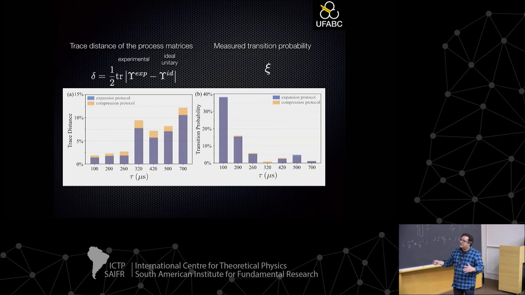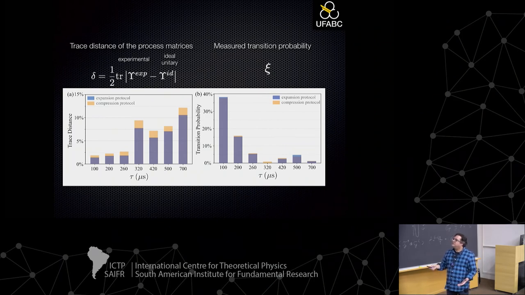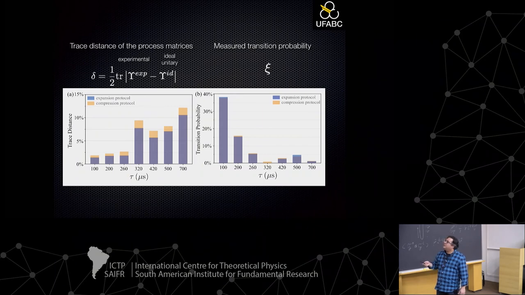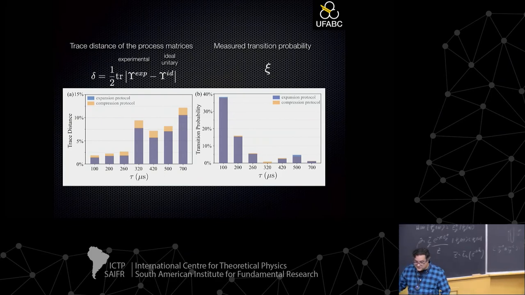For a very fast compression and expansion protocol, this is the time for compression and expansion in microseconds, we have a deviation from the ideal unitary protocol of less than 2.5%. So I almost have in the lab a unitary protocol. When we have a long protocol, near the quantum adiabatic limit, we have more errors due to the non-homogeneity of the control field. These are the transition probabilities between the ground state and the excited state. When we perform this faster, we have a bigger probability for transitions. When we perform this slower, we have less transition probability. So this is a way to test if the protocol that we implement in the lab is in fact a unitary protocol.